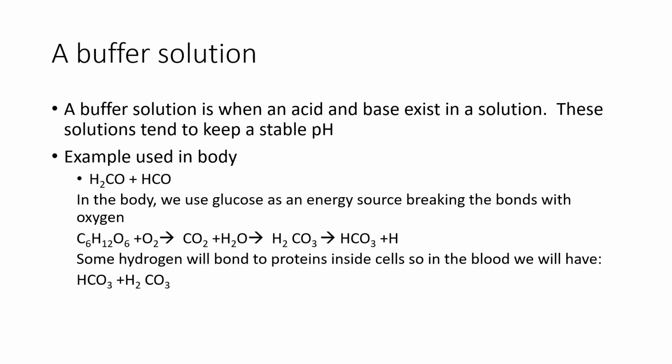If we look at the body, over here you have the C6H12O6, which is basic sugar, and unlimited oxygen, and you can break it up into carbon dioxide and water, which are going to bind, giving you carbonic acid, which you then have bicarbonate and hydrogen. In your body, the hydrogen usually will bind to some sort of protein, and so what you end up with is you have bicarbonate and carbonic acid, and so your blood will actually have a pH buffer within it.